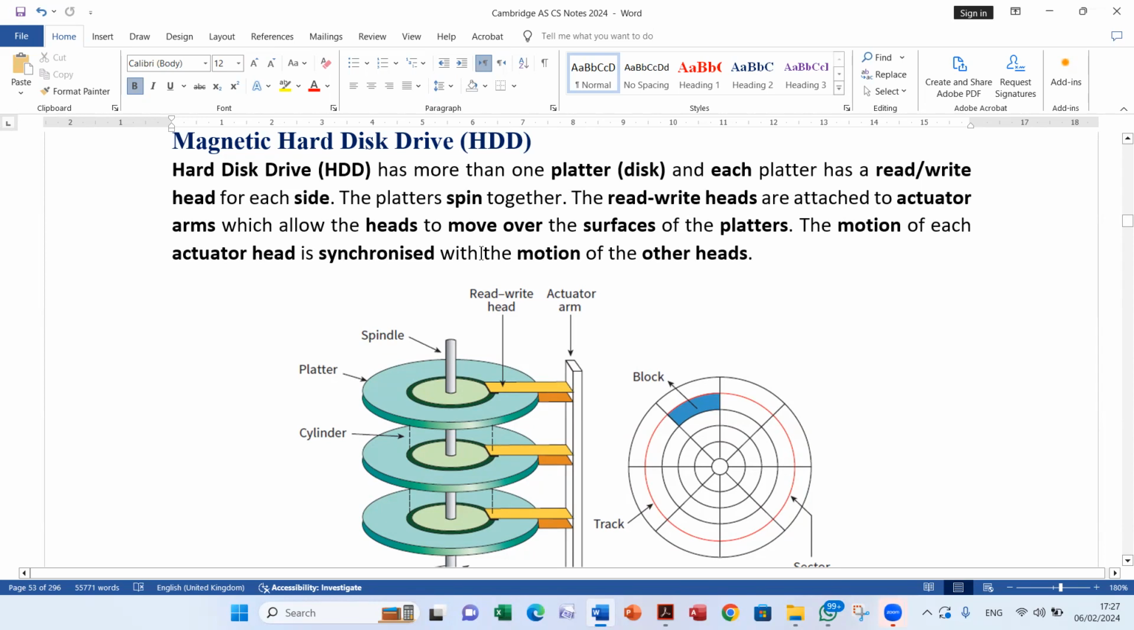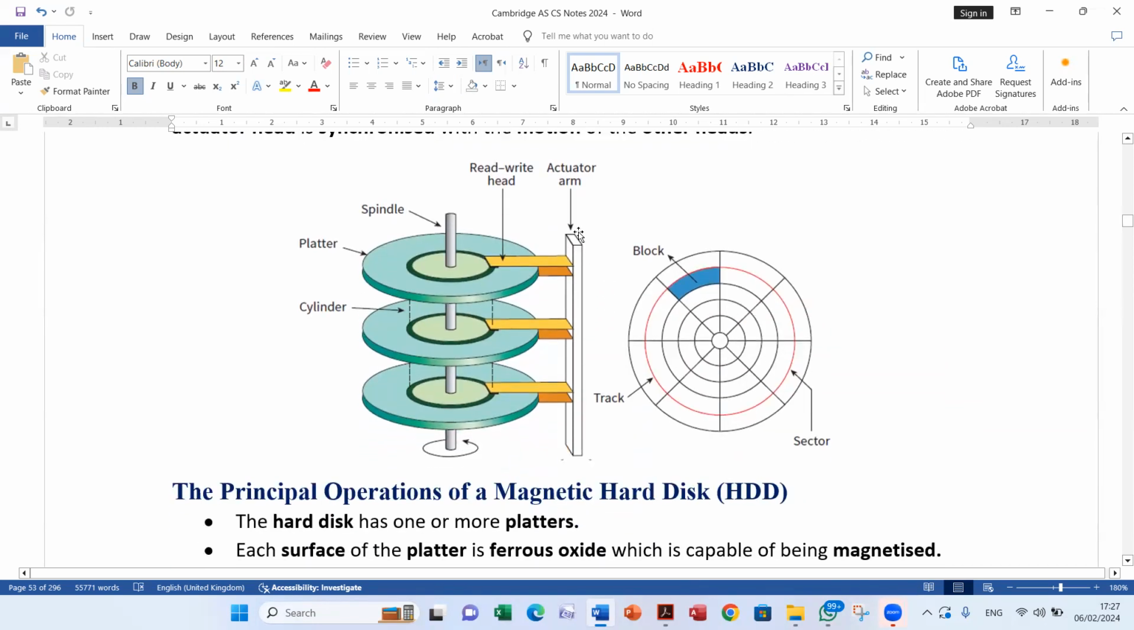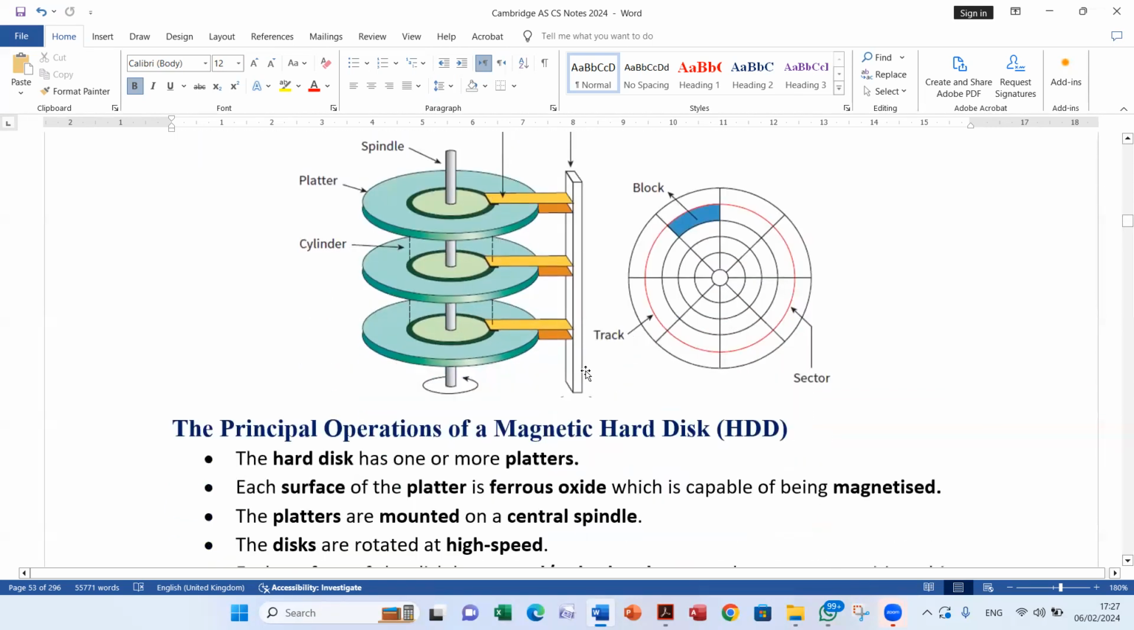The read-write heads are attached to an actuator arm, which allows the heads to move over the surface of the platter. The motion of each head is synchronized with the motion of the other heads, so they are together on the same actuator arm. Okay, so these are the components of an HDD.